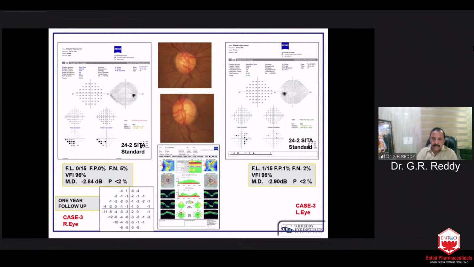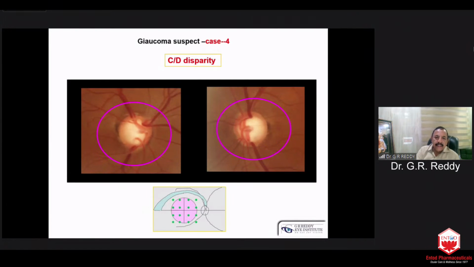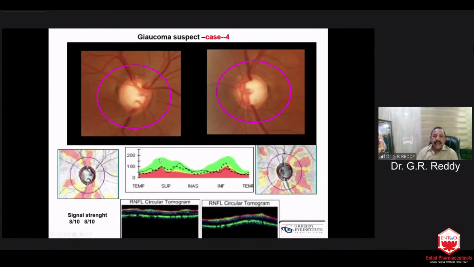So now the fourth case. In this patient, there is no clue from the fundus. If at all, the rim is very healthy, uniform. You see the rim, except for the large disc, and there is no clue from the fundus. And this patient came with advanced glaucoma labeled from OCT, and the fields were not done.